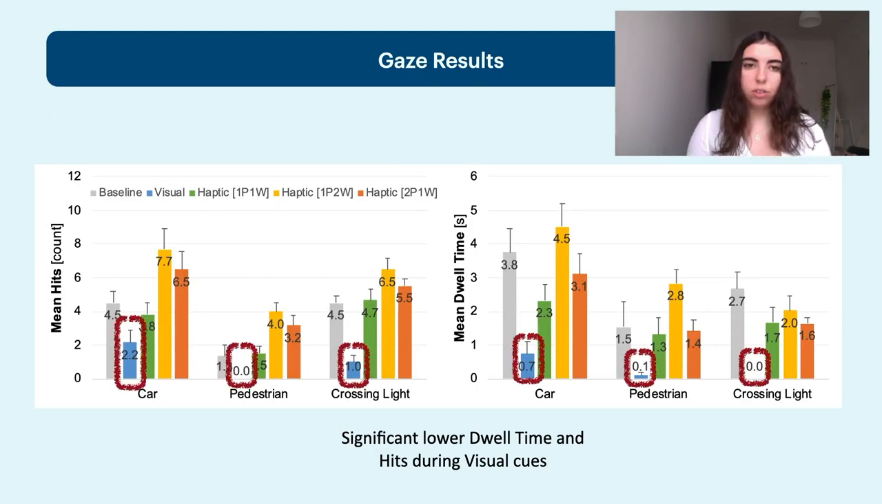Regarding attention results, as expected, visual cues had significantly lower numbers of hits and dwell time, meaning that when subjected to these, participants seemed not to be aware of the distractors around them, raising a possible discussion about safety when using these cues outside the lab. On the other hand, during haptic cues, participants were clearly more aware of their surroundings, with the number of hits and the dwell time during these cues being similar or superior to the baseline.